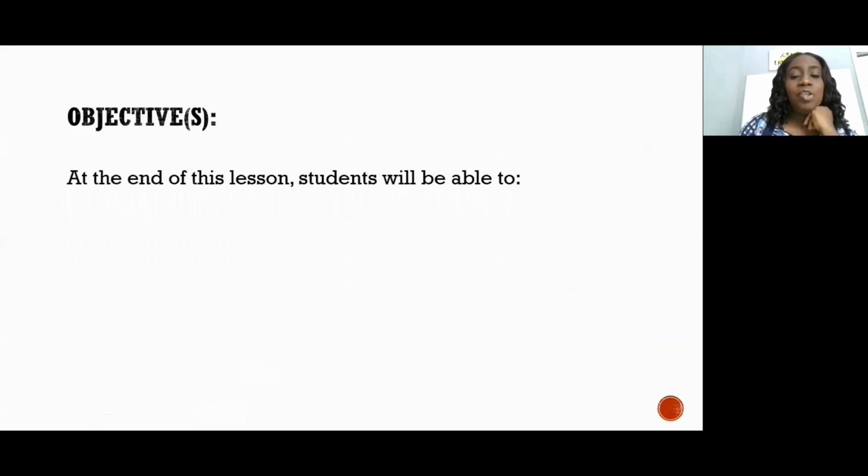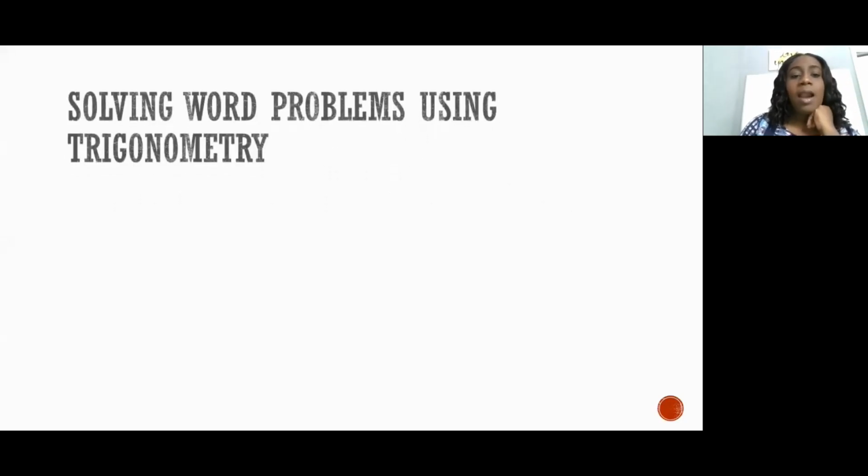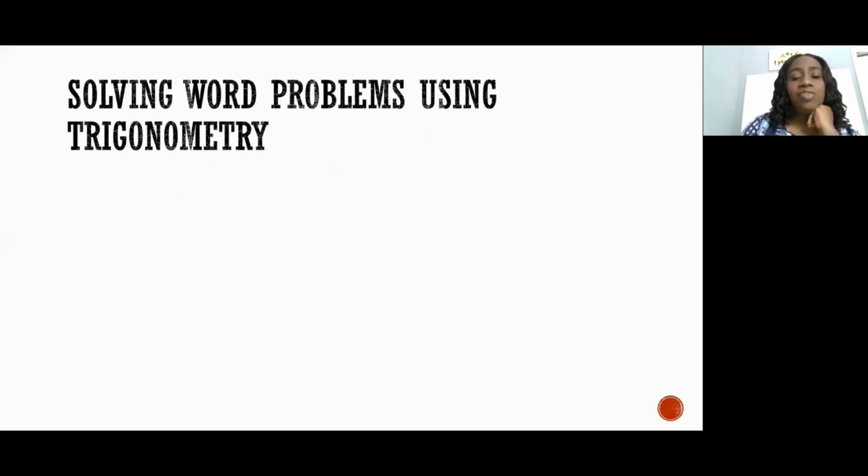All right, at the end of this lesson, students will be able to use trigonometric ratios to solve real life problems. So we're going to take what we've been doing and put it to the real world now. Solving word problems using trigonometry.